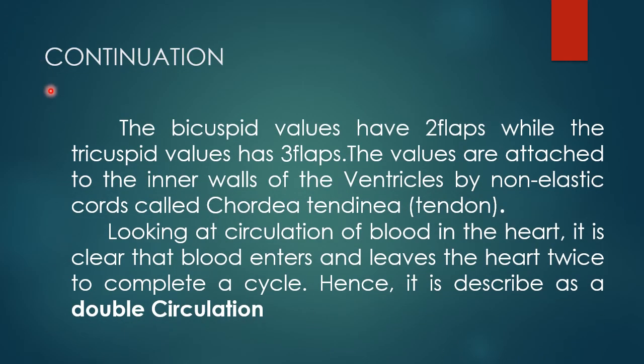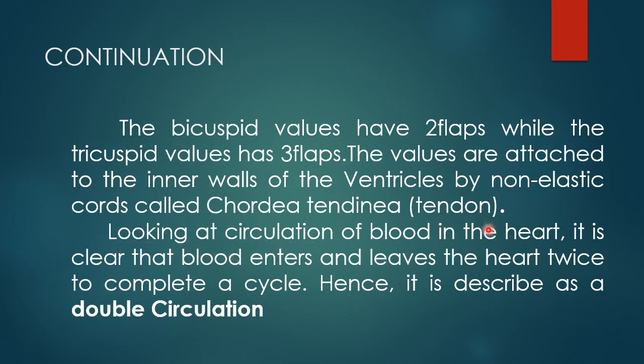Then we said valves are bicuspid valves and tricuspid. What does that mean? We say bicuspid valves have two flaps, while the tricuspid valves have three flaps. The valves, take note, it is valves. The valves are attached to the inner walls of the ventricles by non-elastic cords called chordae tendineae, cord and tendons. The structure of the heart always indicates the tendons that link the two hearts.